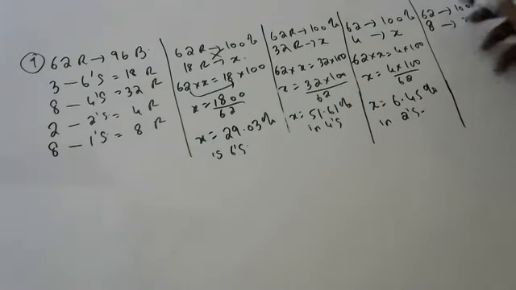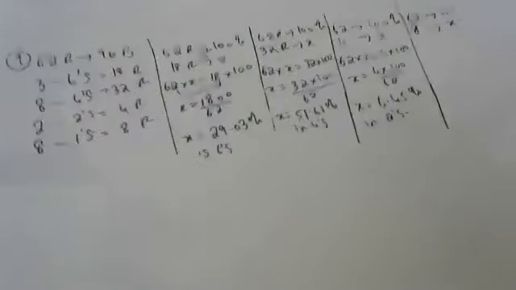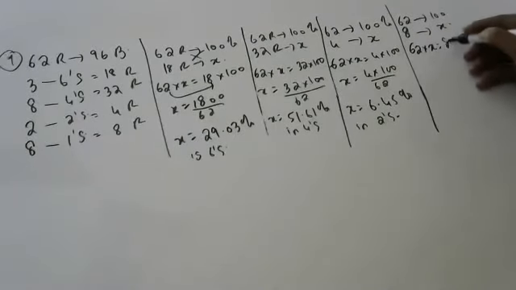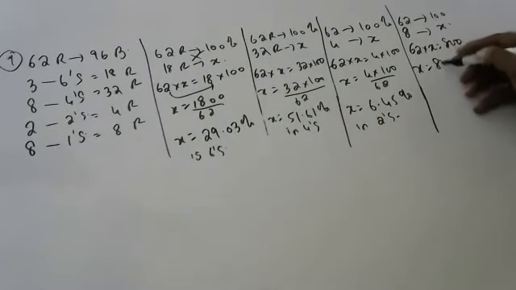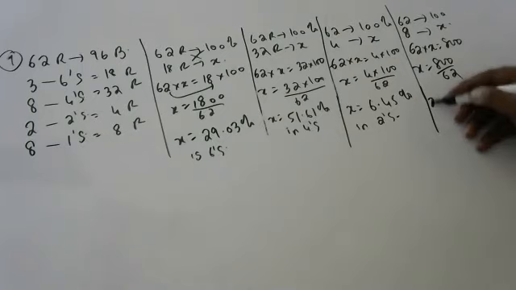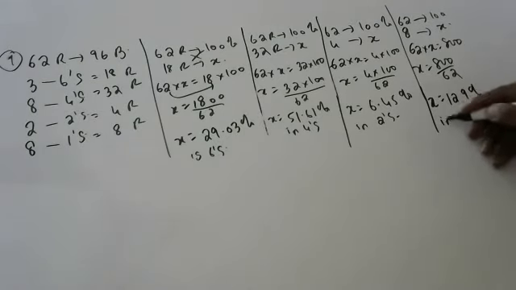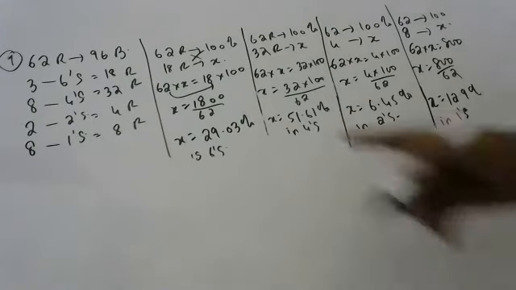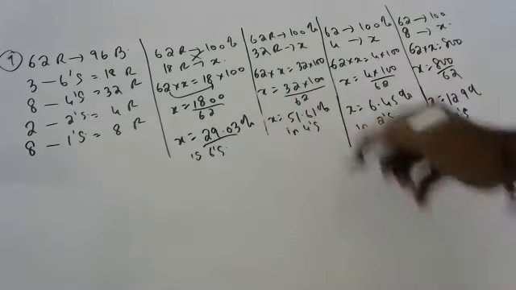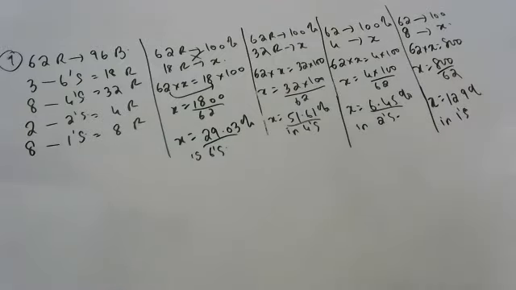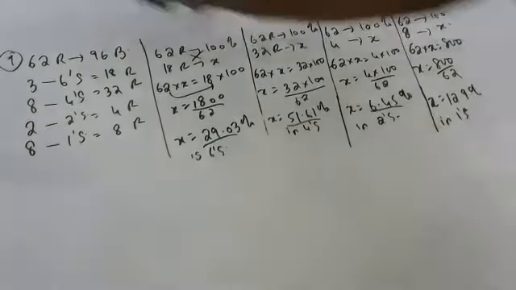Sujit, this one also you tell. 62 into x is equal to 100 into 8, which is 800. So x is equal to 800 by 62. Sir, it is 12.9% in the form of singles. So sixes are 29.03%, fours are 51.61%, twos are 6.45%, like that he's getting. Okay, Sujit, tell the next one.